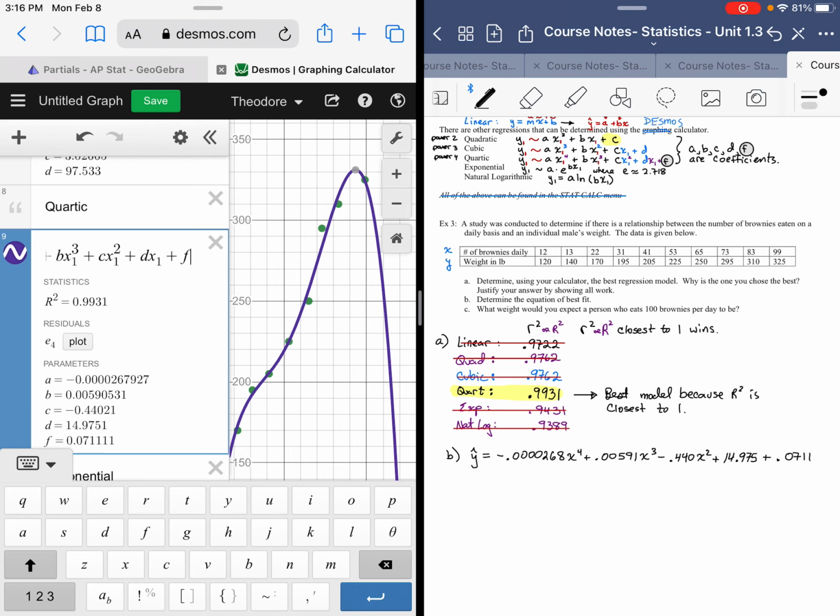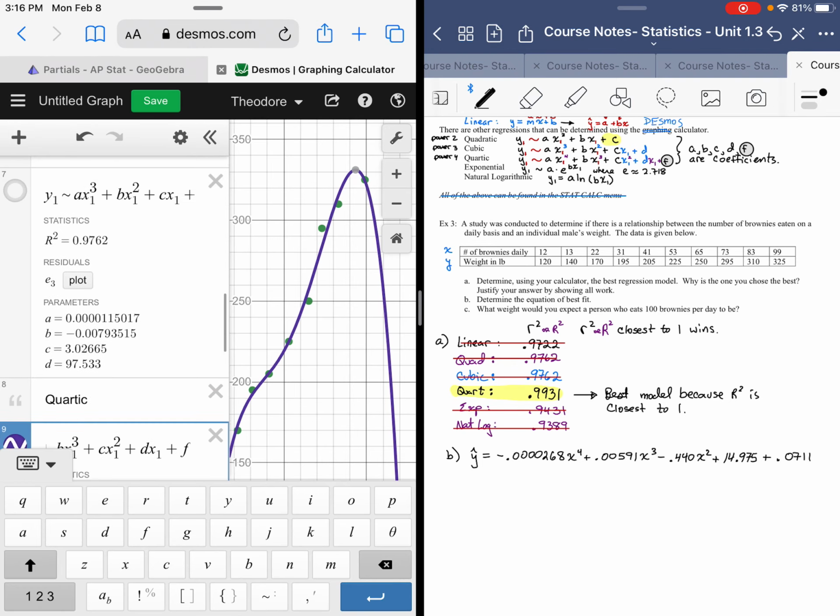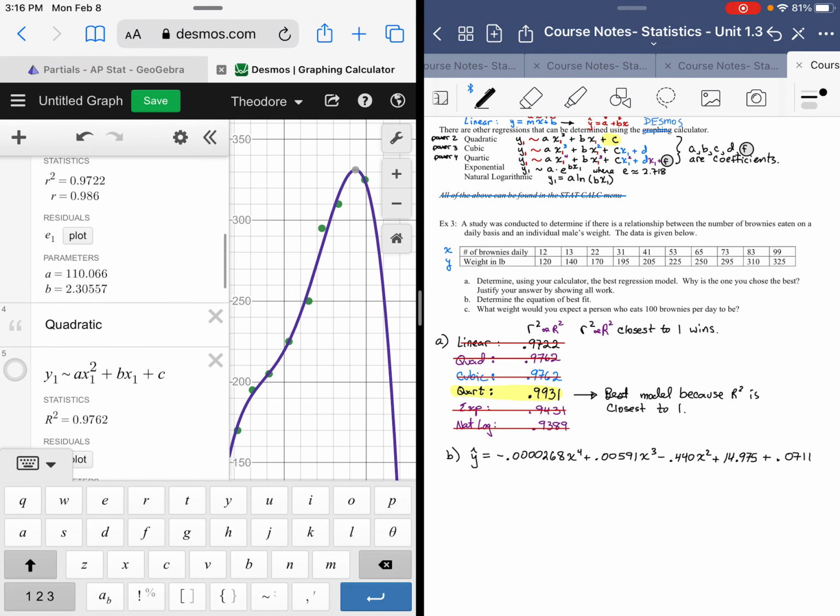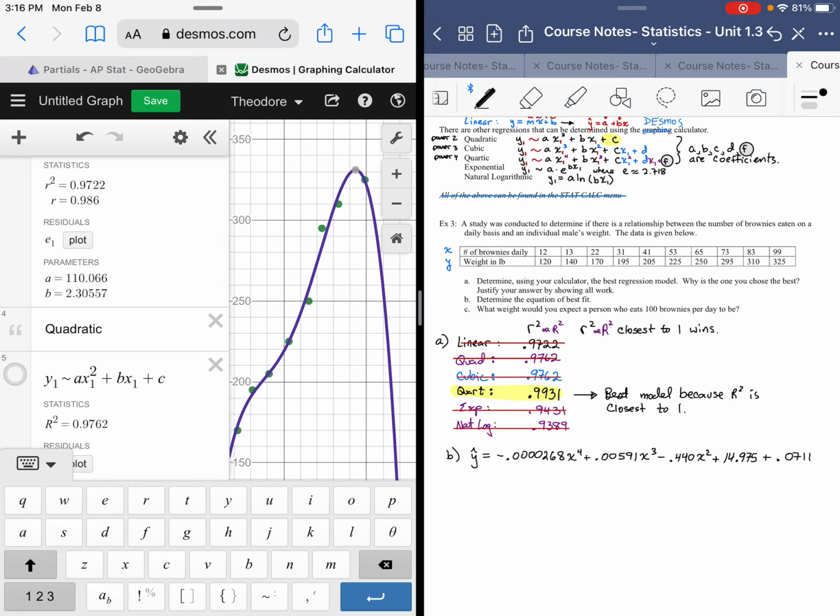All right, so part C, what weight would you expect a person who eats 100 brownies per day to be? Okay, well, now we're kind of in a different neighborhood here, right? We don't want to have to do all of this work by hand. There's only so much we're willing to do by hand, and it seems like we did a lot.